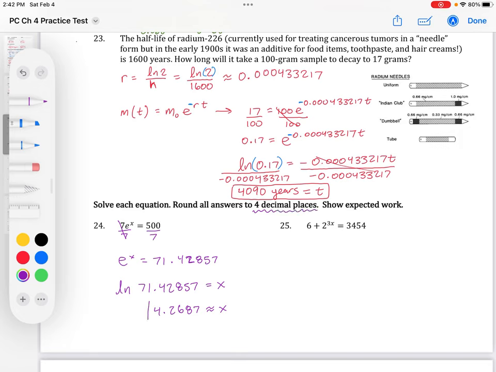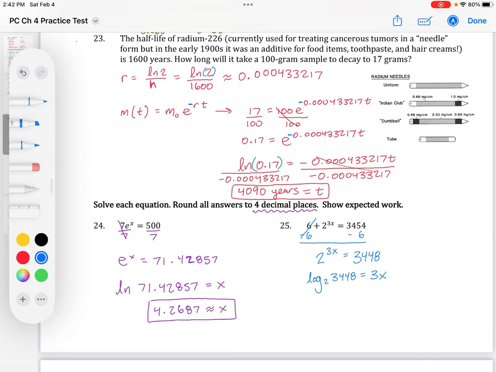Notice the directions say round all answers to 4 decimal places, so we're going to do that for all of these problems. Number 25 is very similar. We will start by getting the exponential part by itself. First I need to subtract 6. Then I get 2 to the power of 3x equals 3,448. Now I can change it into a log. This will be the log base 2 of 3,448 is equal to the exponent, which is 3x.